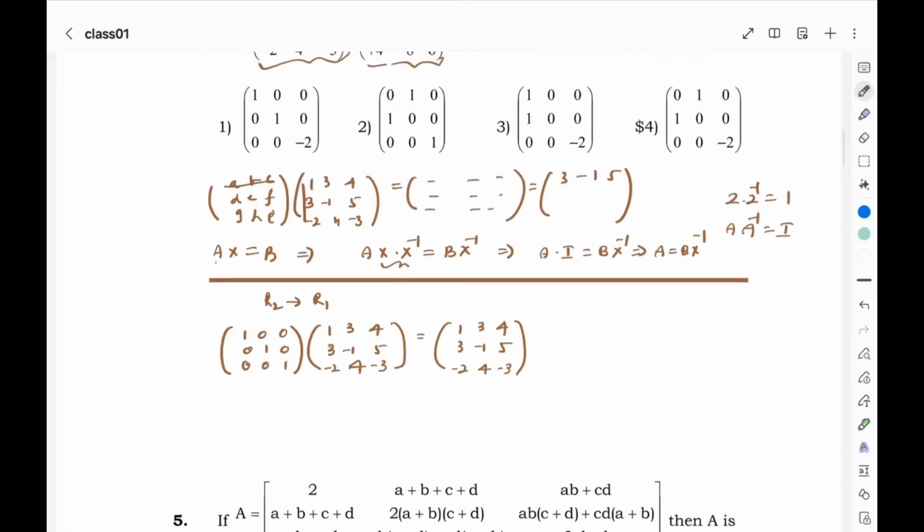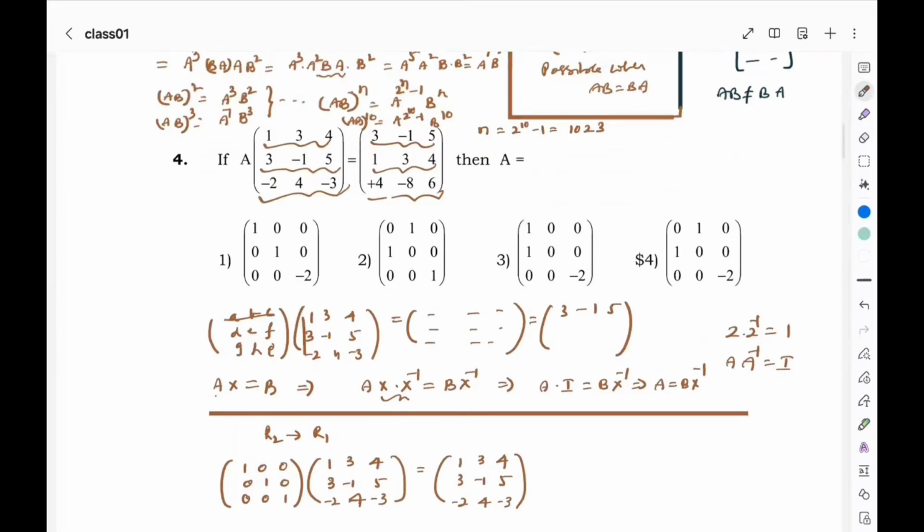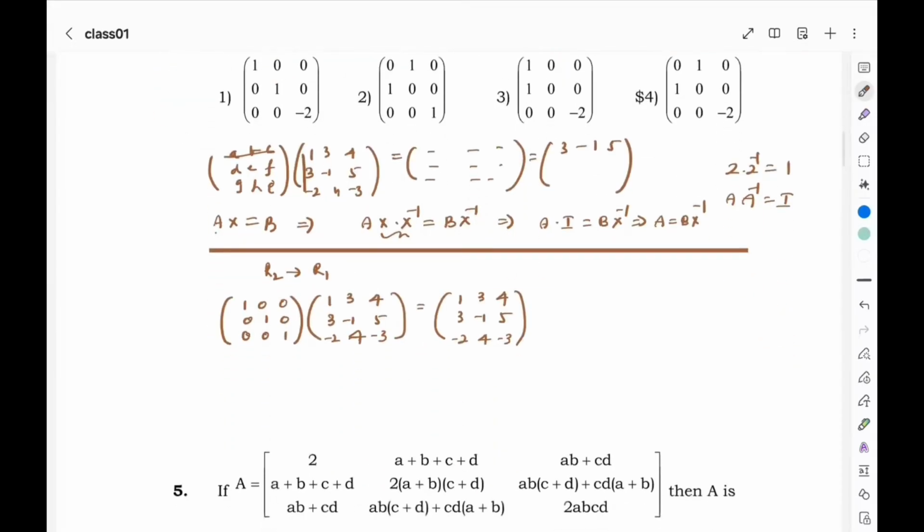But here the second row becomes the first row. Then just interchange the rows: 0 1 0, 1 0 0, keeping this as it is. Now look at this. Now you can observe, you get here 0 into 1, 0, 1 into 3. You get the second row on the top, first row in this.